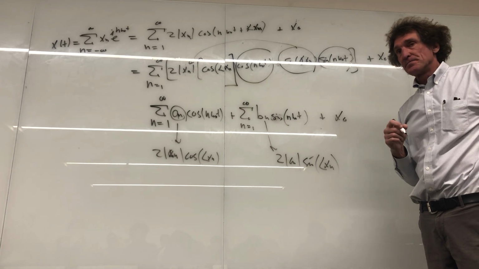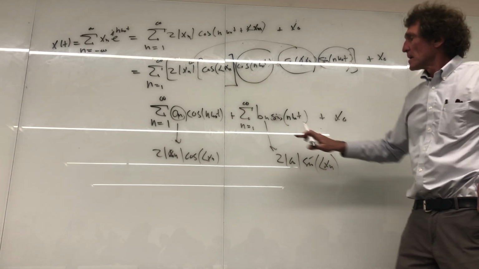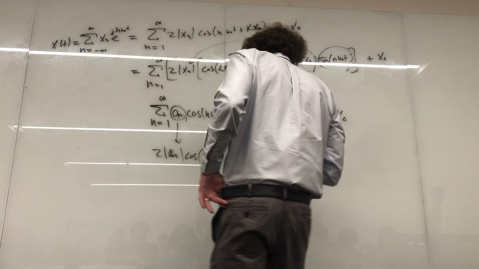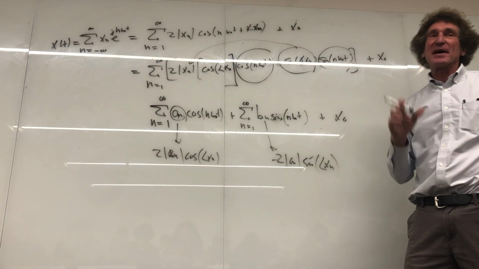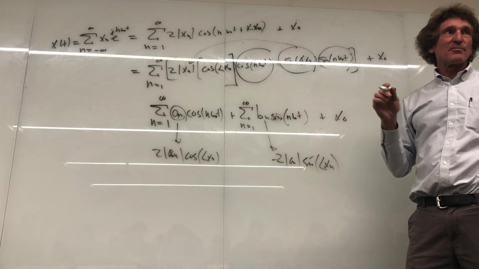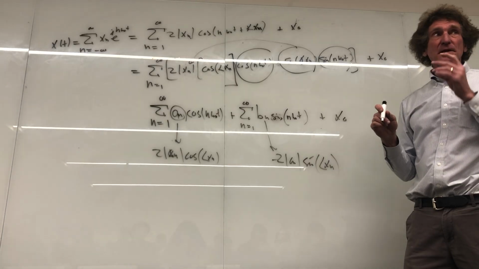Yes, sir? Did that negative sign in front of the sine just turn into the b of n? It should be a minus there. B of n will have a minus, my bad. I don't use that thing, that's why I don't really focus on it. You all with me on this?